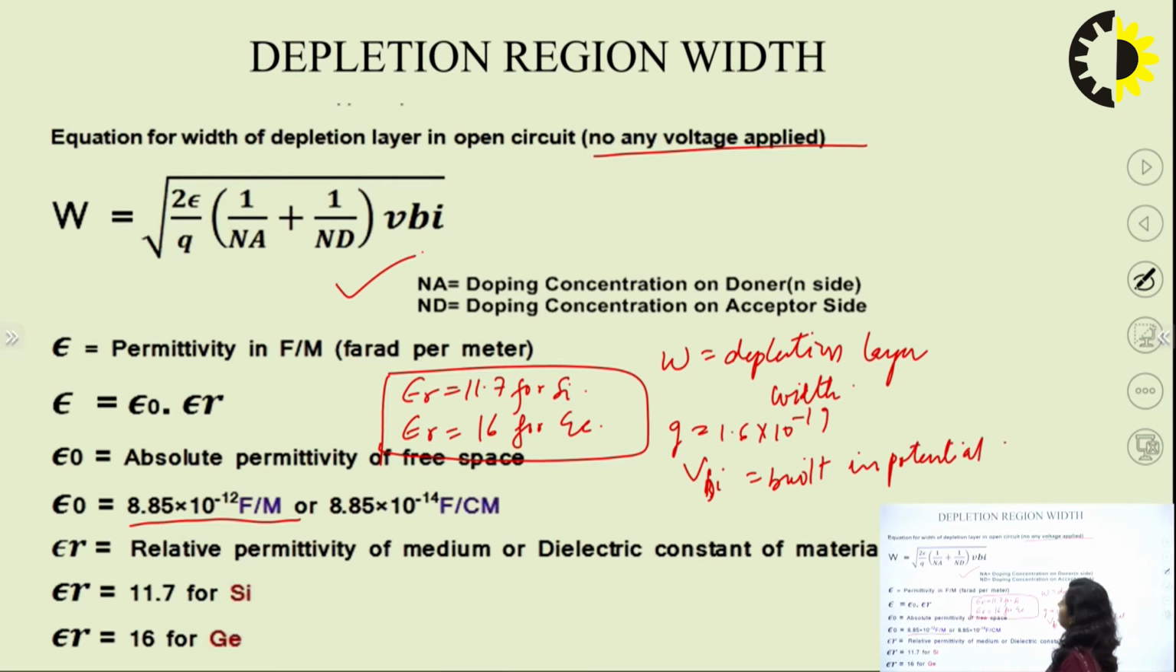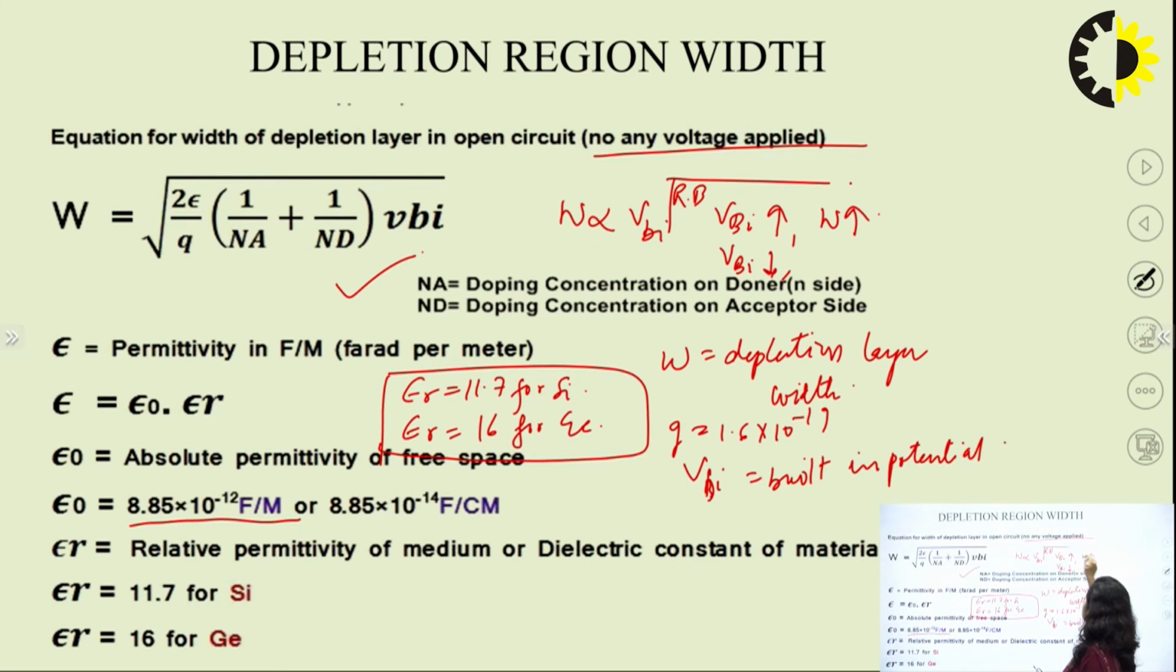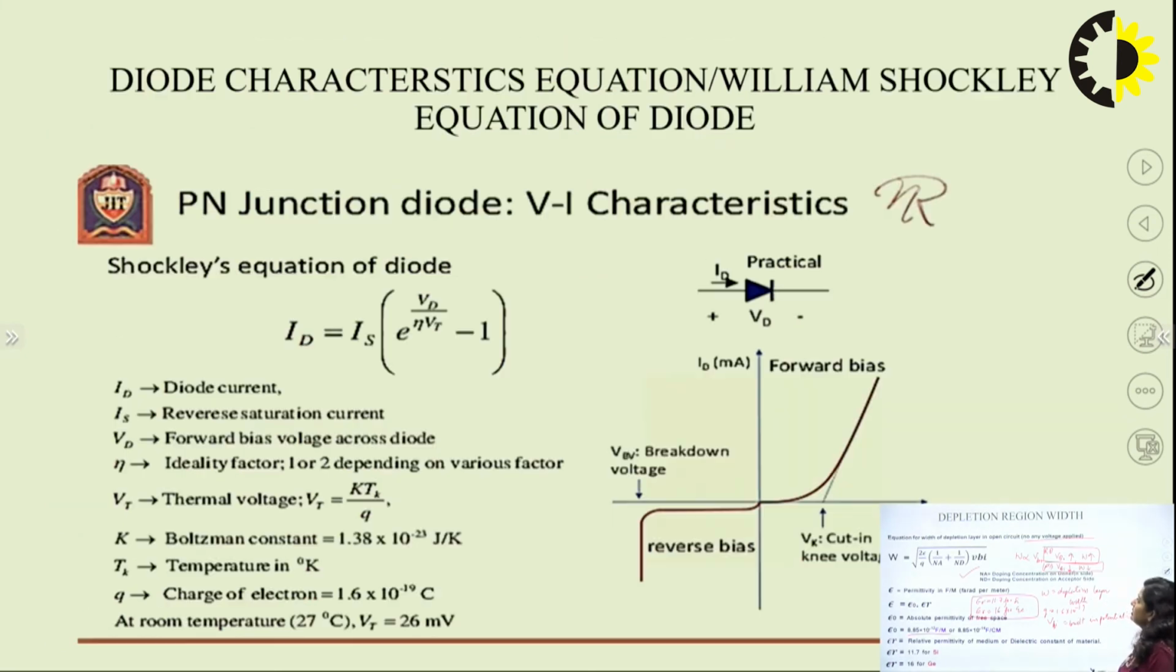So we can see how the depletion region width will vary for different cases of the built-in potential. Whenever built-in potential is very high, depletion layer width is very high because it is directly proportional. So W is directly proportional to VBI. As you increase VBI, W also goes on increasing, and whenever VBI decreases, as in the case of forward biasing, W, the width of the depletion region, is also very less.